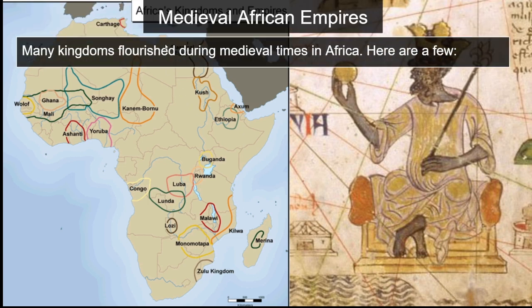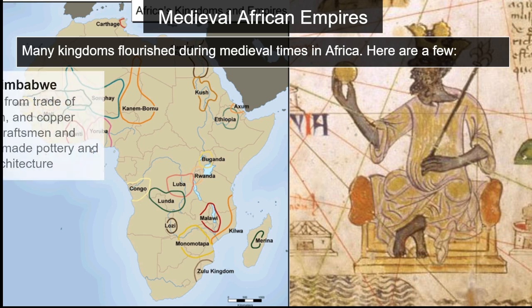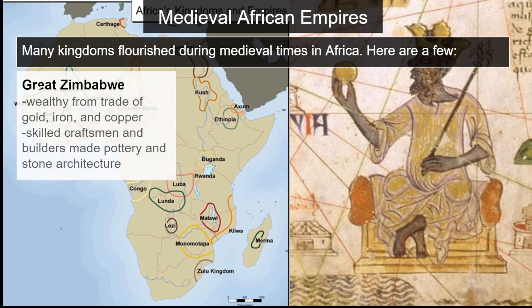There's many kingdoms that flourished during medieval times in Africa, but here are a few of them. I picked 5. First is Great Zimbabwe, which was down here. It's not on this map, but it's in this area right here. They got wealthy from trade of gold, iron, and copper. They were skilled craftsmen and builders who made pottery and stone architecture.